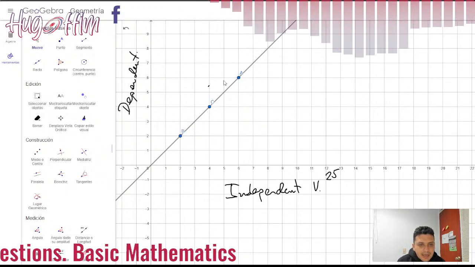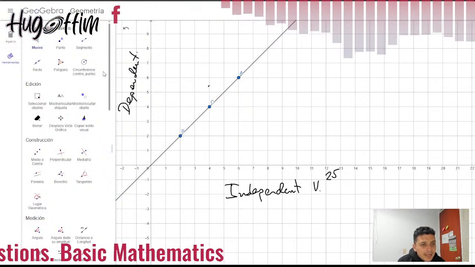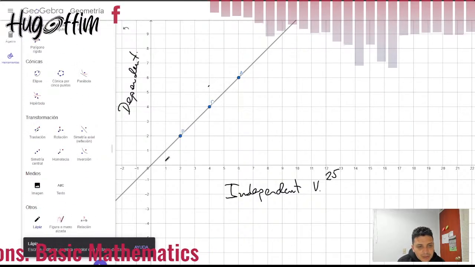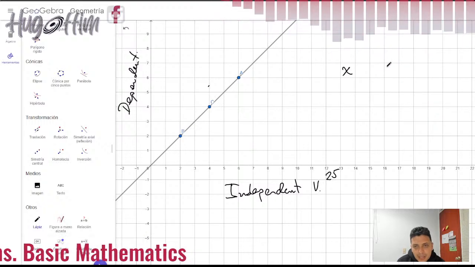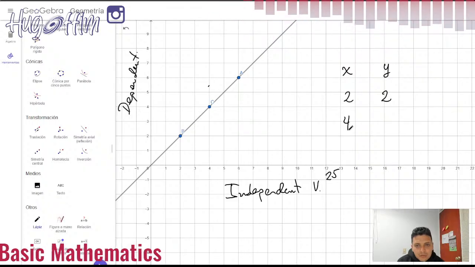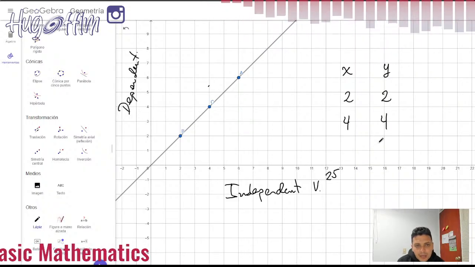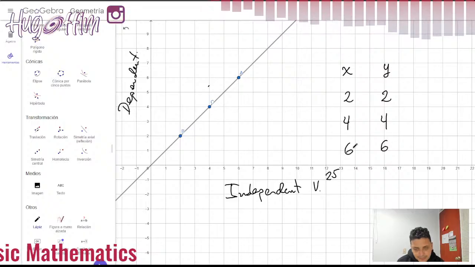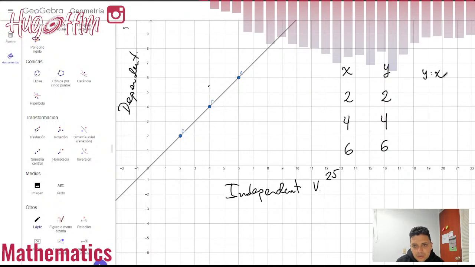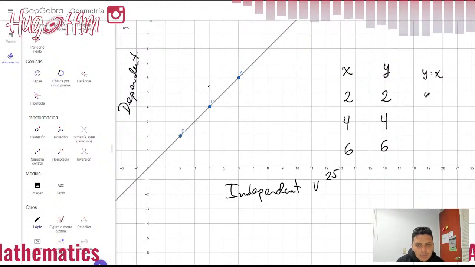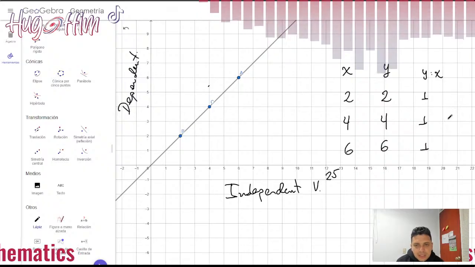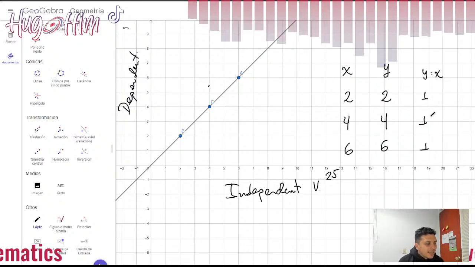Now here is the idea. I have these patterns. Now I'm going to put x and y. Remember that x is the horizontal axis. In the coordinate, it's the one that goes first. X and y. So in this case, I'm going to have 2 with 2, 4 with 4, and 6 with 6. This is like the identity, right? Because the ratio of y to x is 1. 4 over 4 is 1. 6 over 6 is 1. So in this case, the ratio is the same.